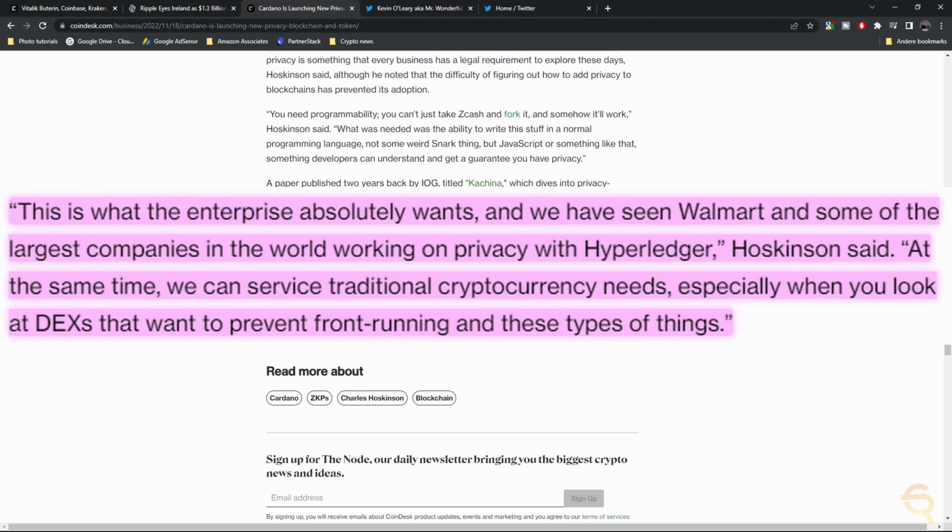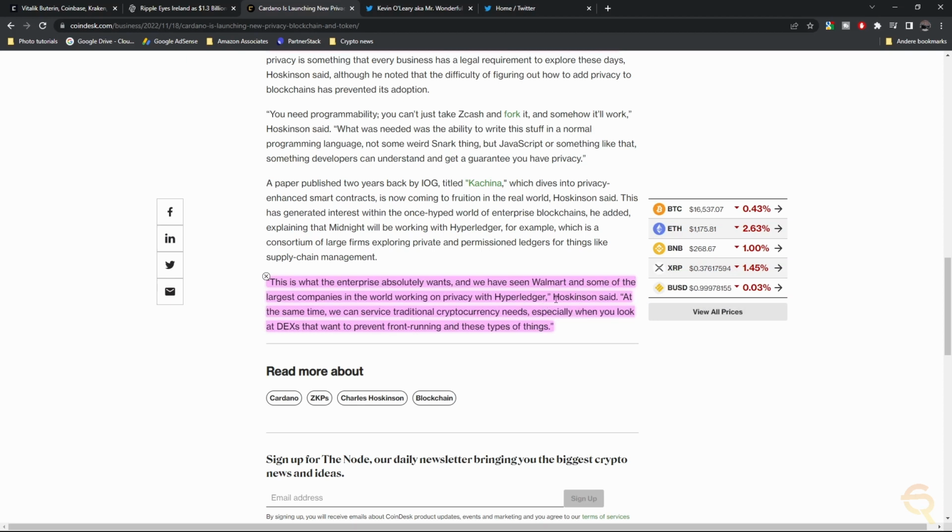So they said this is what the enterprise absolutely wants, and we have seen Walmart and some of the largest companies in the world working on privacy with Hyperledger. And at the same time, we can service traditional cryptocurrency needs, especially when you look at DEXs that want to prevent front running and these types of things. That was Hoskinson. So like I said, I'm going to stay away from this.